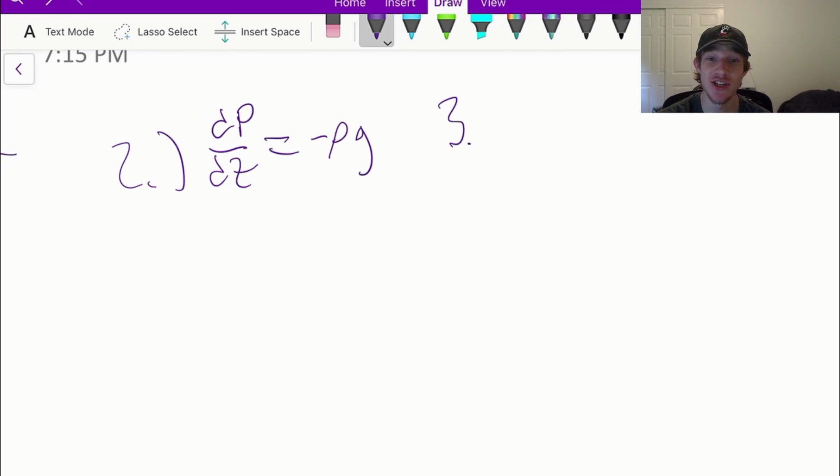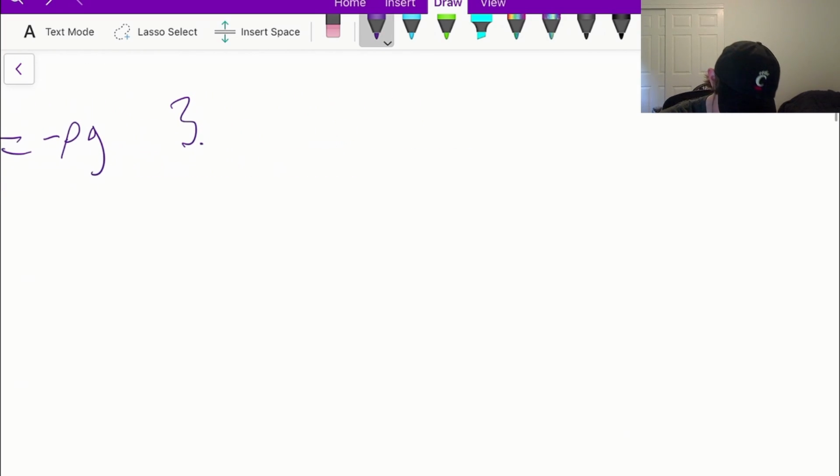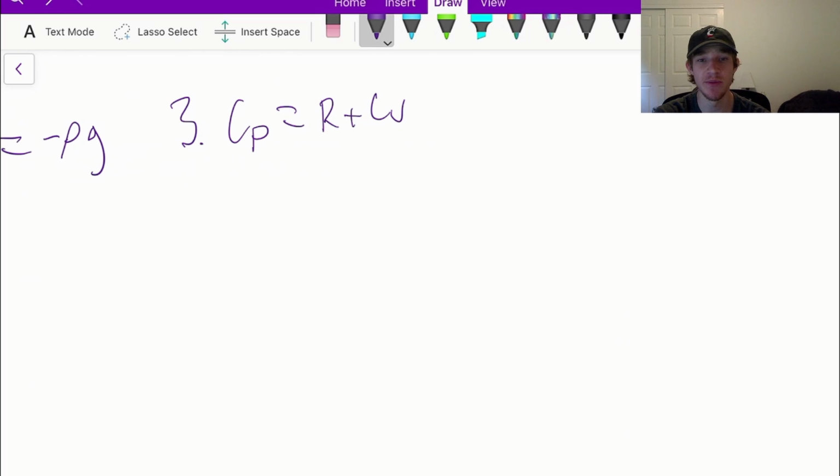For our third equation, we will be using Cp, which is the heat capacity at constant pressure, equals R, the gas constant, plus Cv, the heat capacity at constant volume. And along with this, we'll be using the ratio K, which equals Cp over Cv.